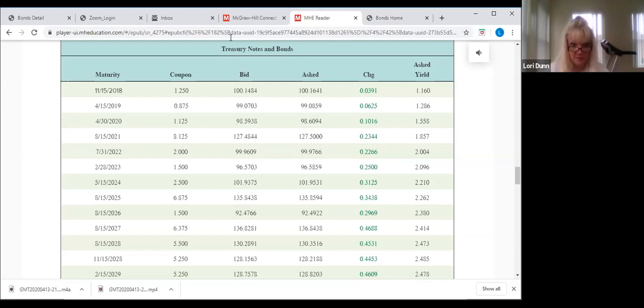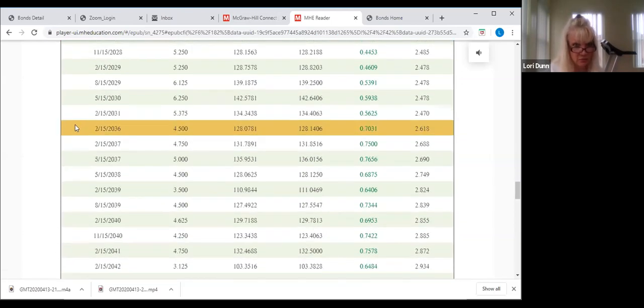So they're going to bid. That's the most they'll pay for it. The asking is the lowest the dealer will sell it for. So it's just quoted and recorded a little differently. And then the asked yield. So that's what people want to make on it. So you can see down here where the yellow line is.